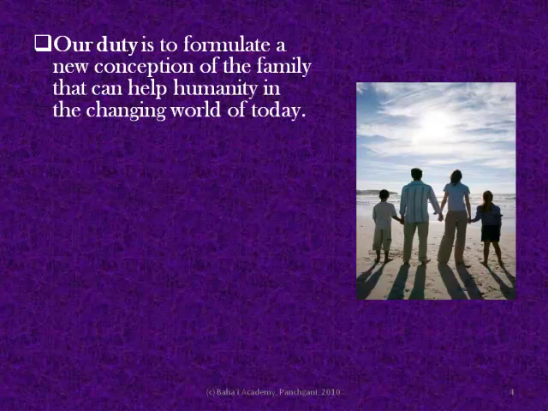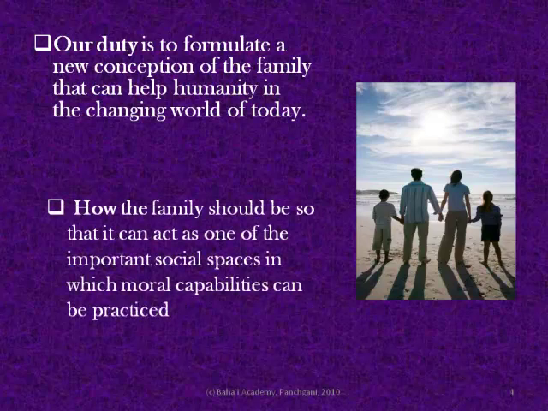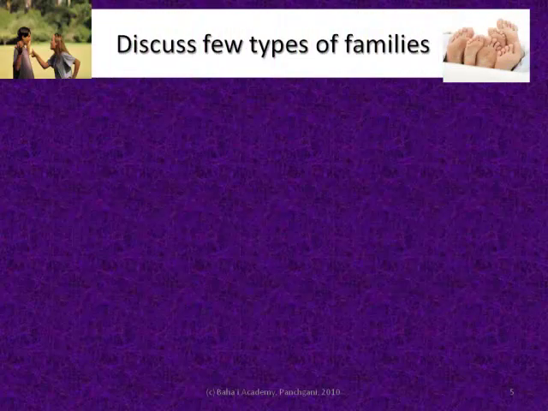In this lesson, we are going to think about how the family should be so that it can act as one of the important social spaces in which moral capabilities can be practiced. To understand this better, we need to consider a few types of families. The first is the type in which some members exert undue power over others. In other words, the dominating families.